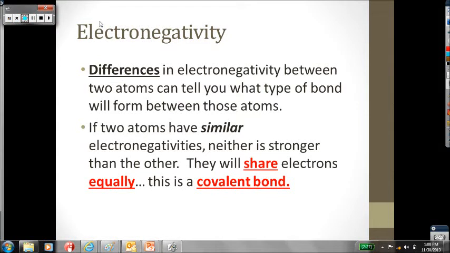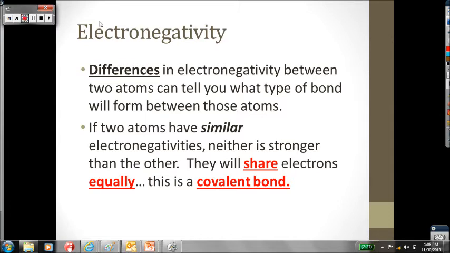Okay, so now we're going to start talking about the different types of bonds that can form. And the first type of bond that we're going to talk about are covalent bonds. And recall that we said that we can use electronegativity values to figure out the type of bond that's going to form. And we said that if two atoms have similar electronegativities, neither is stronger than the other, so they're going to share electrons equally, and that's called a covalent bond.